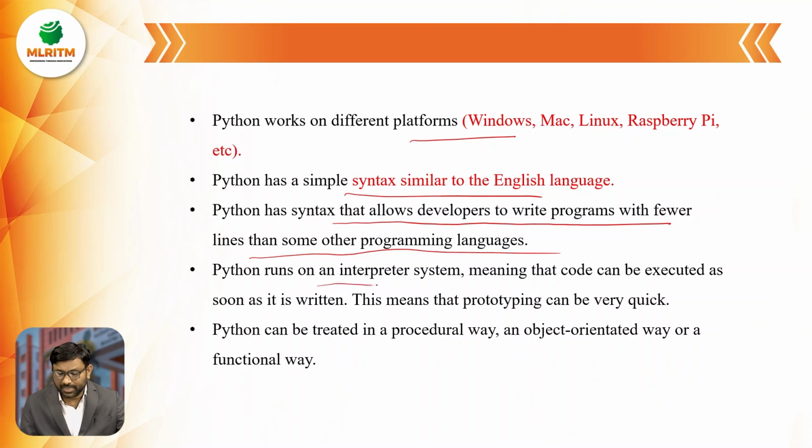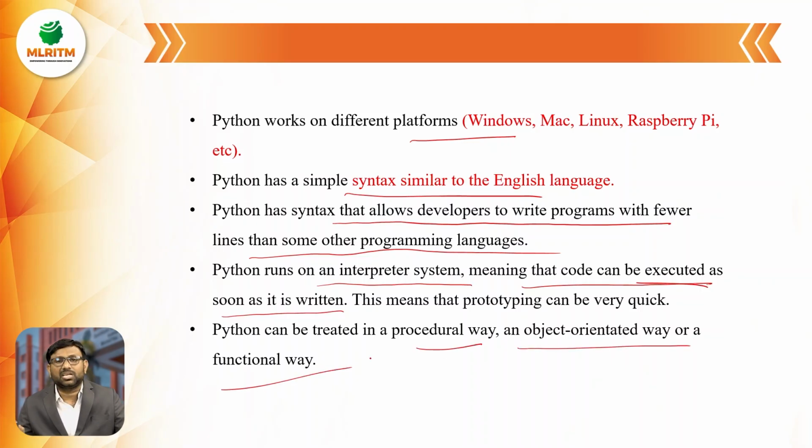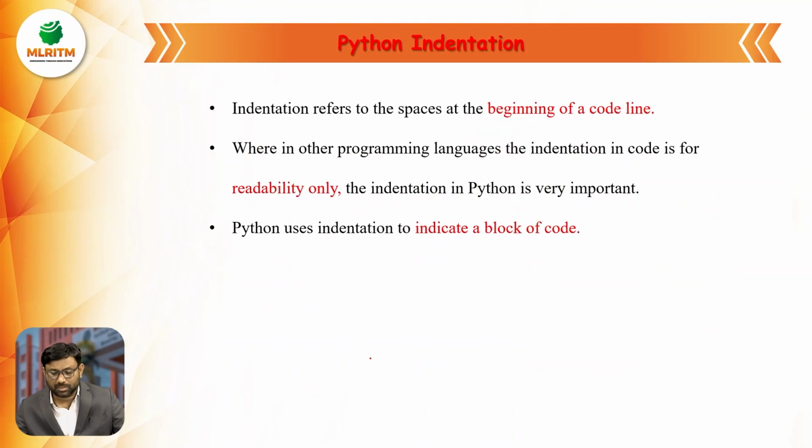Python runs on an interpreter system, meaning that code can be executed as soon as it is written. That's why the code can be executed as soon as it is written. This means that prototyping can be very quick. Python can be treated in a procedural way, an object oriented way, or a functional way. So this is about Python.